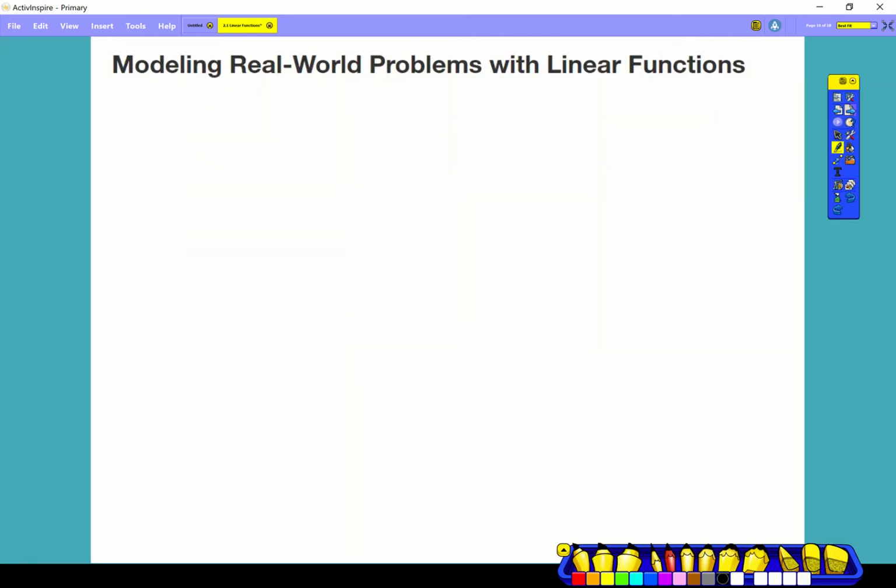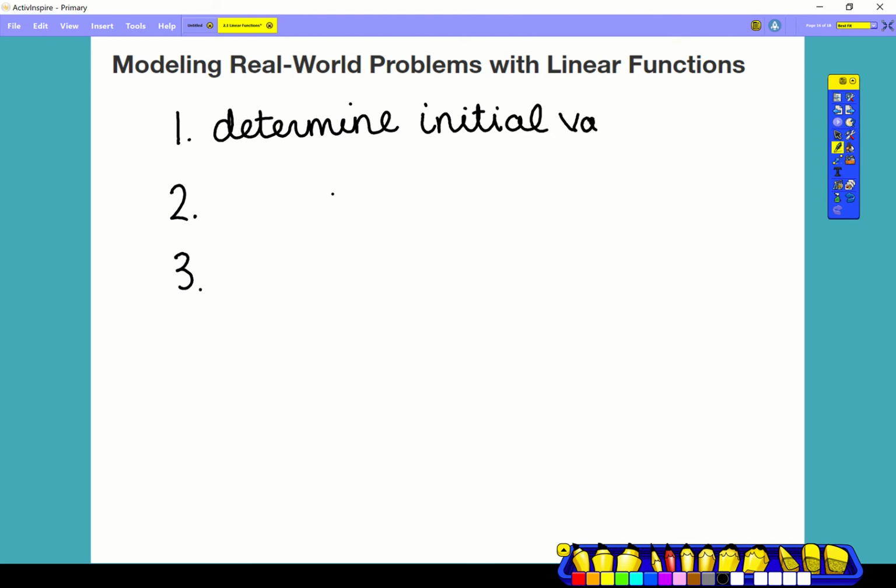Okay, modeling real-world problems with linear functions. A lot of times, like in business, you'll find that manufacturing can follow linear models. So one key, I guess it's 3 steps, and the book recommends them, I recommend them too. So you will determine the initial value and the rate of change.